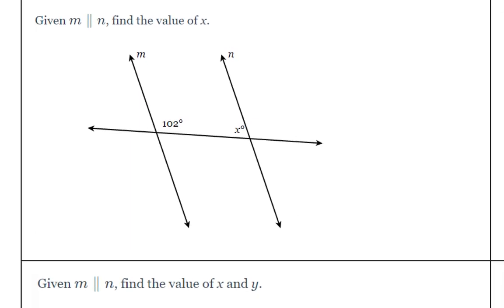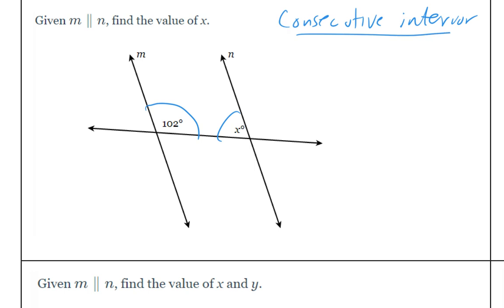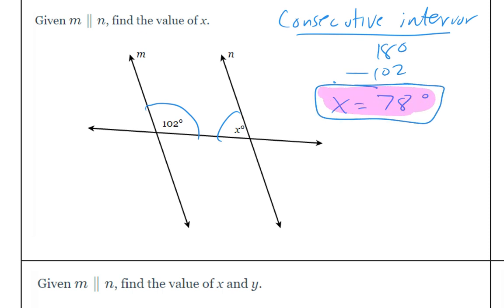Let's look over here. It says if M is parallel to N, so we know we can use those rules, then find the value of X. These two are consecutive interior, so they add to 180. They're definitely not the same size. This one is small, less than 90, and this one is larger. So we would say 180 minus 102 gives us 78, and that's what X equals. X equals 78 degrees. It's as simple as that once we understand what we're working with. Next.